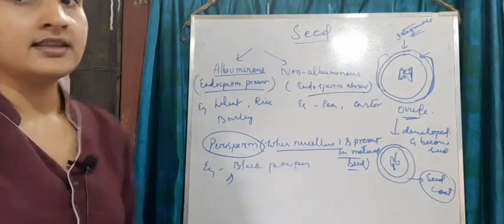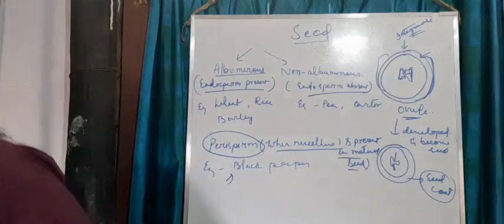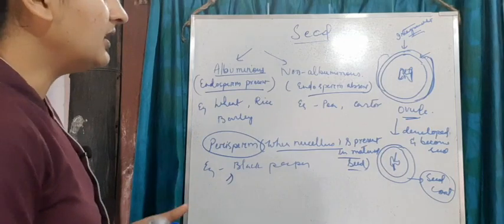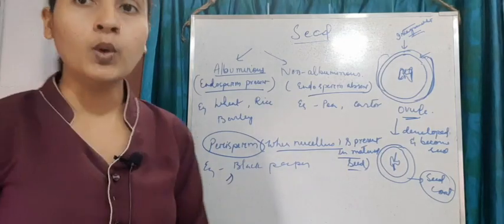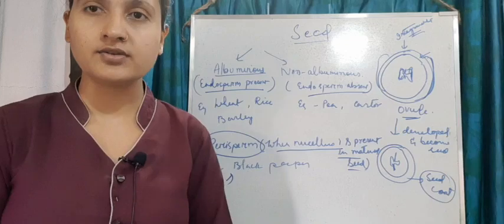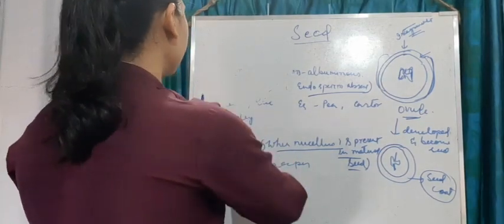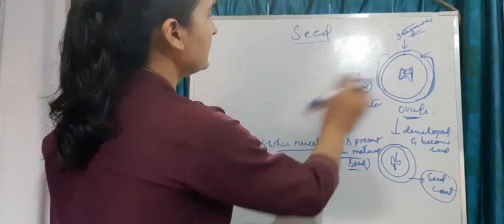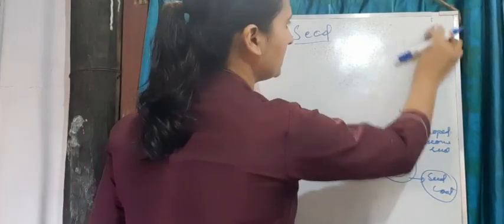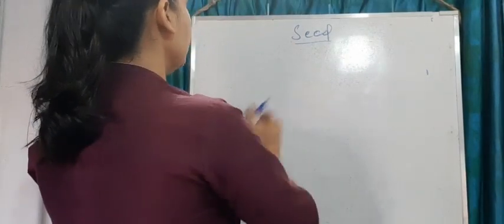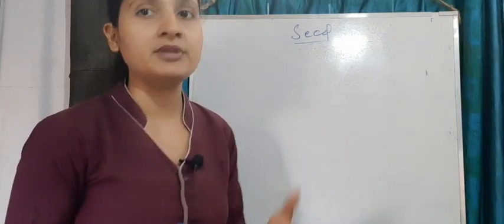Now the next thing that we should know: in the seed, water is lost. So when water is lost, the metabolic activity stops, when there is no water or appropriate condition available. The seed will not germinate.